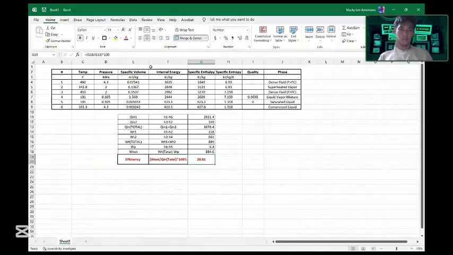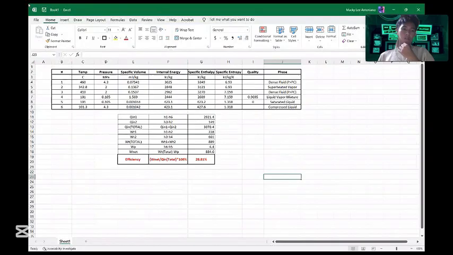We're simply going to change it. Okay, that's how we solve the reheat Rankine cycle using method B, or the CAT3. Thank you.